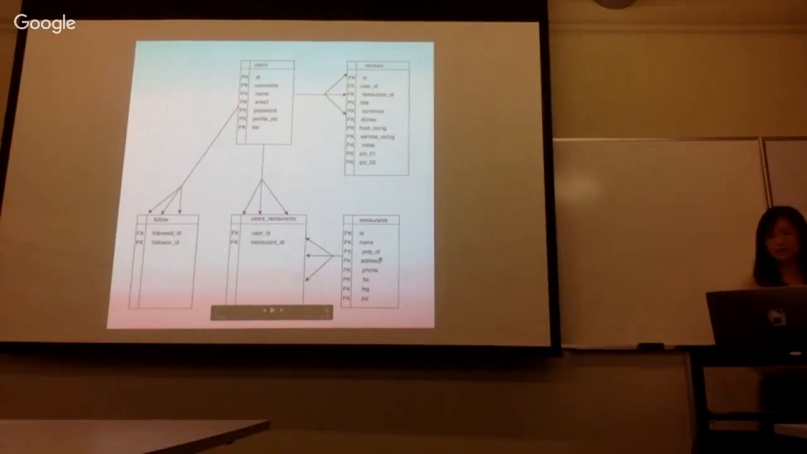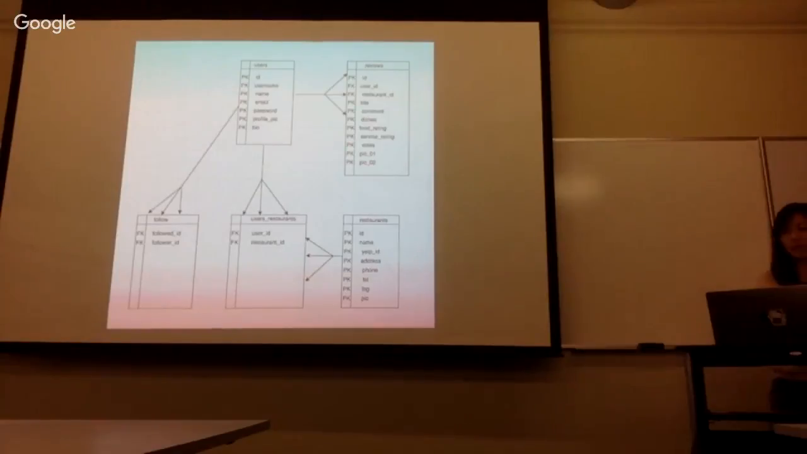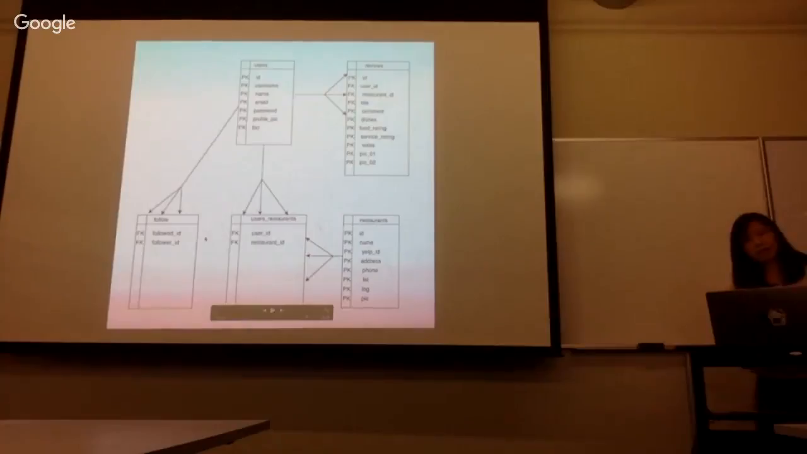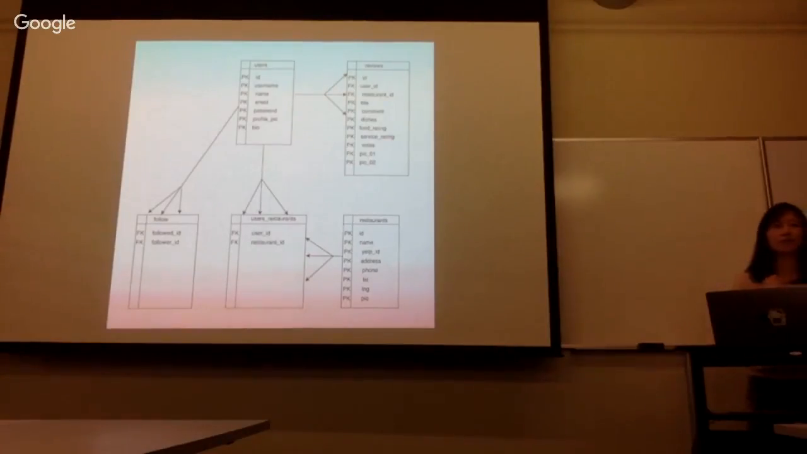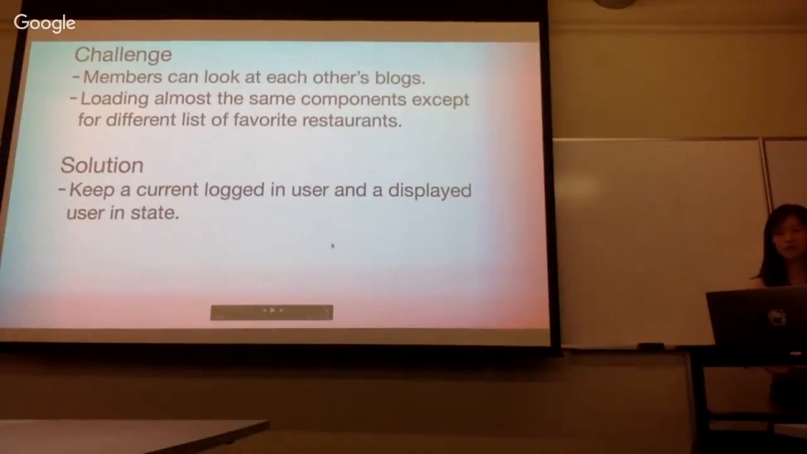So this is my schema. You can see that there's a many-to-many relationship here because one user can favorite many restaurants, and one restaurant can be favorited by many users. So there's a user restaurant table to handle this relationship. And also because a user can follow many users, and one user can be followed by many users, there's a follow table to handle that challenge.